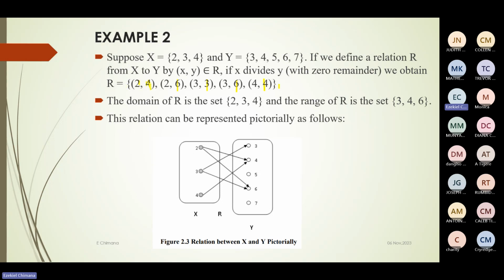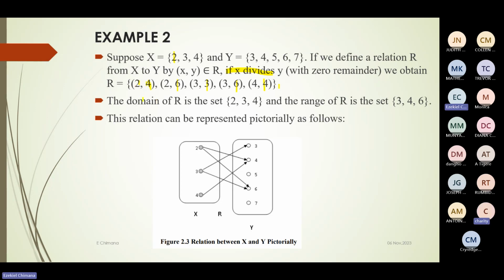So you are just looking at the condition. Does this x divide into a certain value in y? If it does, then we need to pair them and put them as a subset in our relation, because it satisfies the condition. That's how we come up with these relations. So there is a rule which is mapping, and then you just take that.